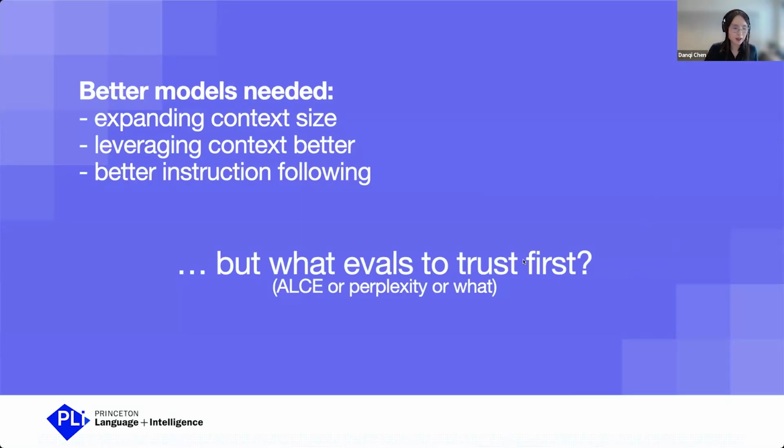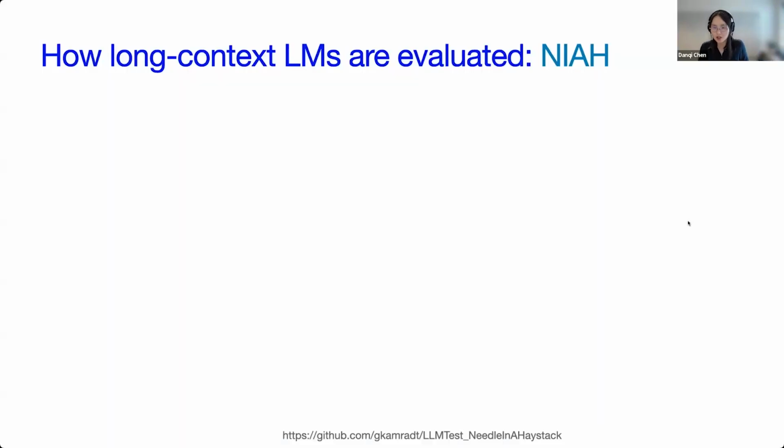ALCE is a benchmark we had already developed at that time. But ALCE is still a pretty complex and difficult task. We can also think about using perplexity to develop long context models. Or maybe we should think about other downstream tasks. So next, I would like to talk more about how we should even evaluate long context models.